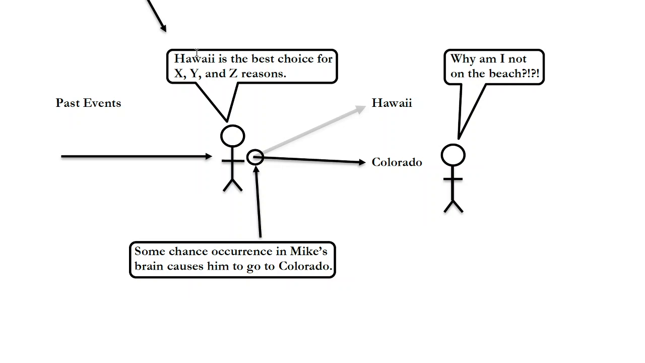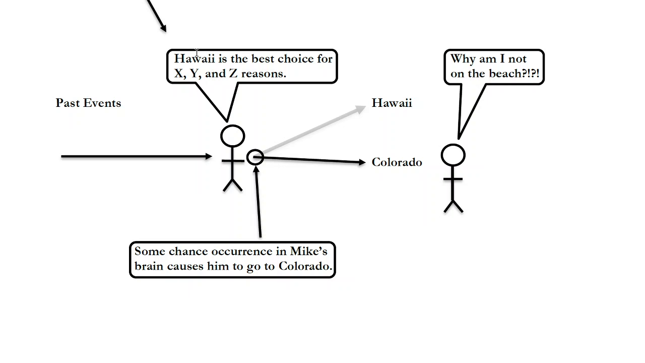The weather's much nicer. I really like the beach. I want to get a pina colada. Then all of a sudden he finds himself getting on the plane to Colorado, and he's sitting in the ski lodge wondering, why am I not on the beach? Didn't my own rational deliberation, my own thought process, my own thinking, lead me to think Hawaii was the best? So why am I here on the beach?